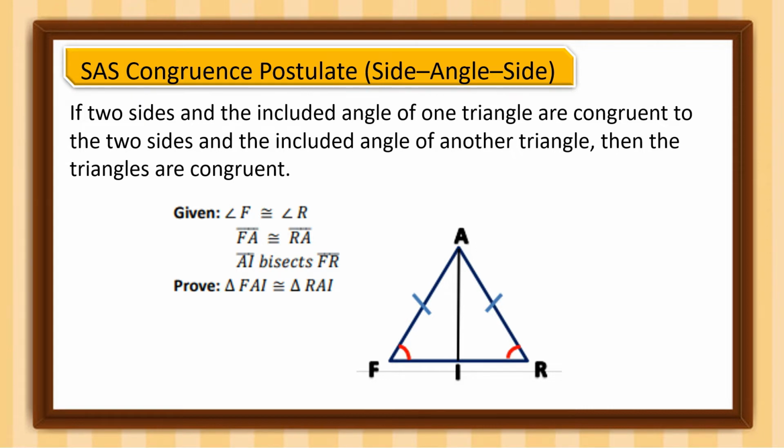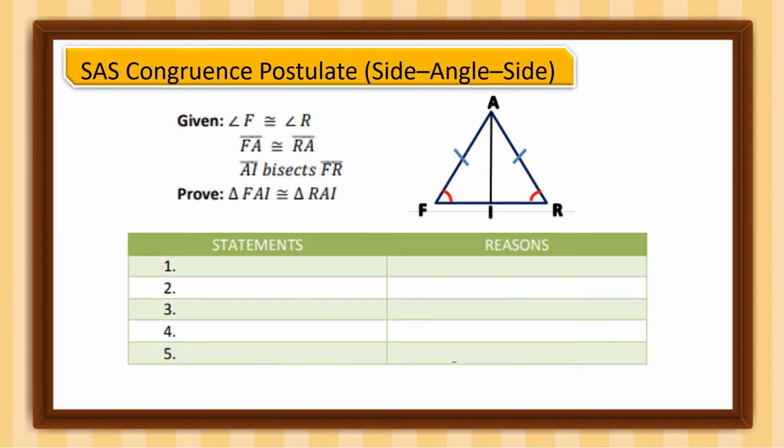So here, given angle F and angle R are congruent, and segment FA and segment RA are also congruent, and segment AI bisects segment FR. Now we will prove that triangle FAI is congruent to triangle RAI by using SAS congruence postulate. So in proving, we are going to use the two-column table, one column for the statements and one column for the reasons. Now let us start proving.